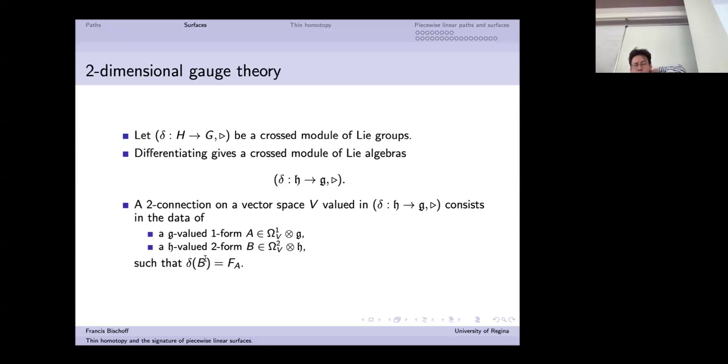Yeah, because essentially on a vector space, we make everything trivial. So in order for such a two connection to have a curvature, you would need to provide more data? No, you just take the covariant derivative of B along A, because H is a G representation. So you can differentiate B using the connection given by A. And that would be a three form with values in H. Exactly. And that would be the curvature.